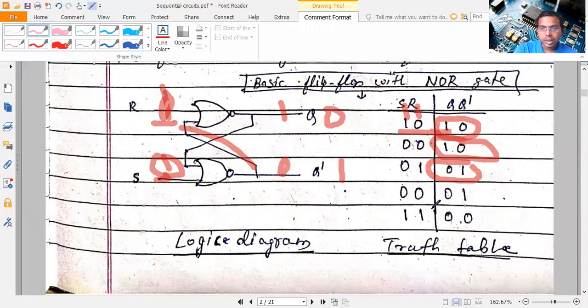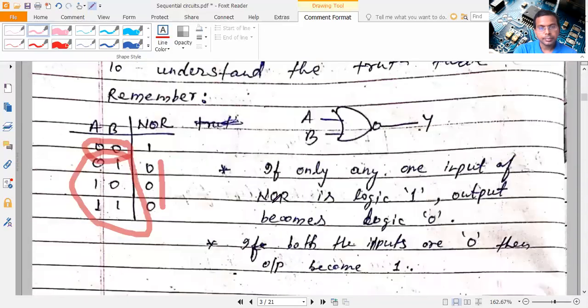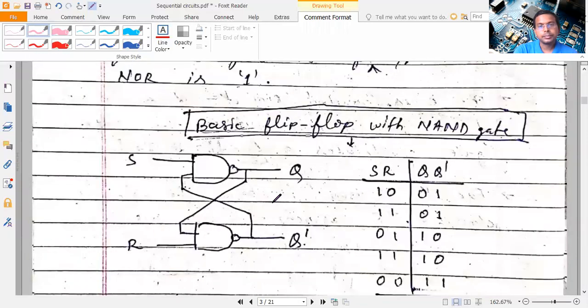But when both inputs are 1, 1, both outputs are 0, 0. This is an invalid case because the outputs of a flip-flop, Q and Q dash, cannot be the same. So this is an invalid case. You cannot apply both signals as 1, 1 in the basic RS flip-flop. Now, basic flip-flop with NAND gate.